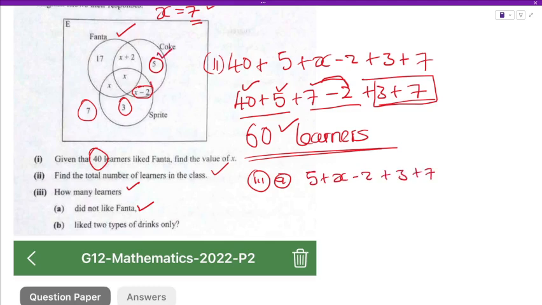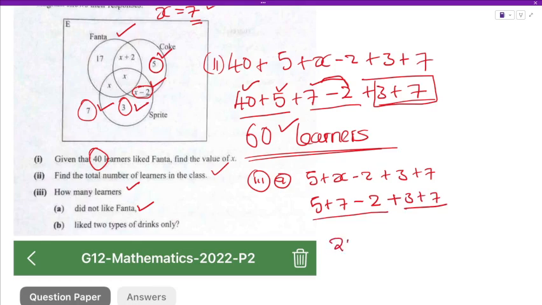Okay, 5 plus x minus 2 plus 3 plus 7. These are the guys that didn't like Fanta. So we're going to say 5 plus 7. Remember the value of x we found was 7. Then we say plus 3 plus 7. This will give me 10. This also gives me 10.